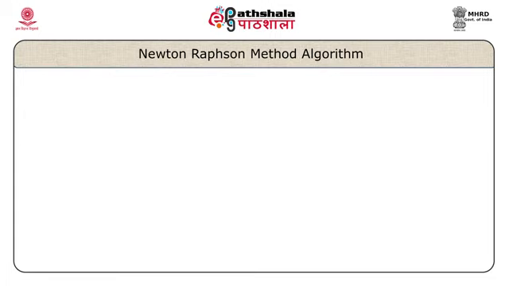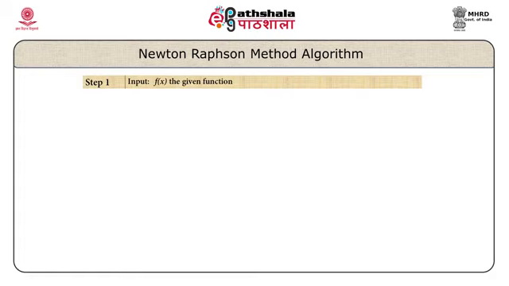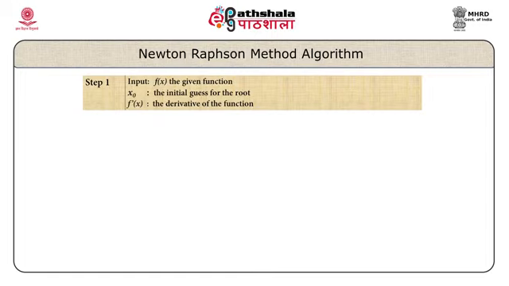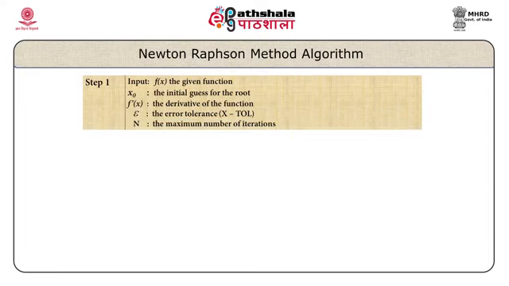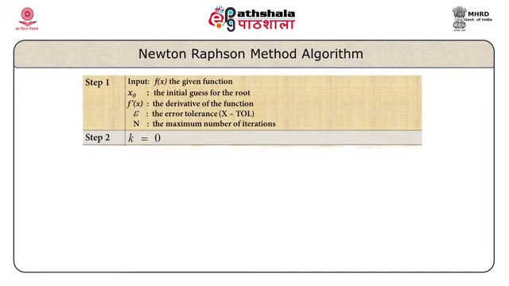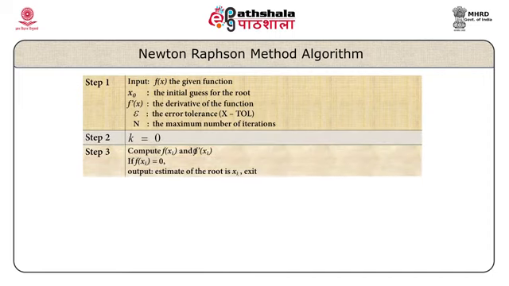So, our first step is input f(x), the given function, x0 the initial guess for the root, f dash x, the derivative of the function. So, this method requires the function to be differentiable, epsilon the error tolerance, and n the maximum number of iterations. Initially our k will be 0, the 0th step will be x0, we have made the initial guess. We will evaluate the function at x0, so we get f(x0), and also find the derivative of f at the point x0. So, we get f dash x0.